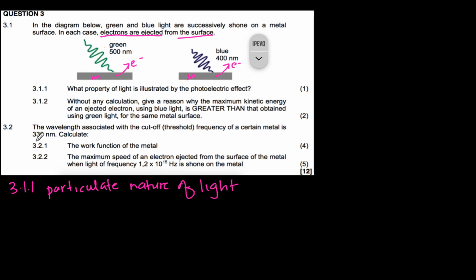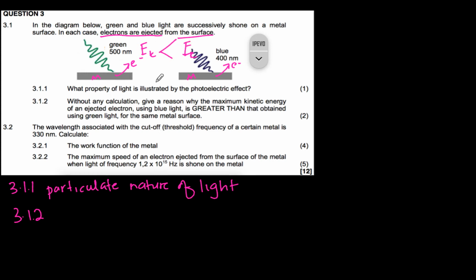Right, moving on to question 3.1.2, they say, without any calculation, give a reason why the maximum kinetic energy of an ejected electron using the blue light is greater than that obtained using the green light for the same metal surface. So in other words, they're saying if we are going to compare the EK here and the EK there, this one is going to be greater than that one, right?